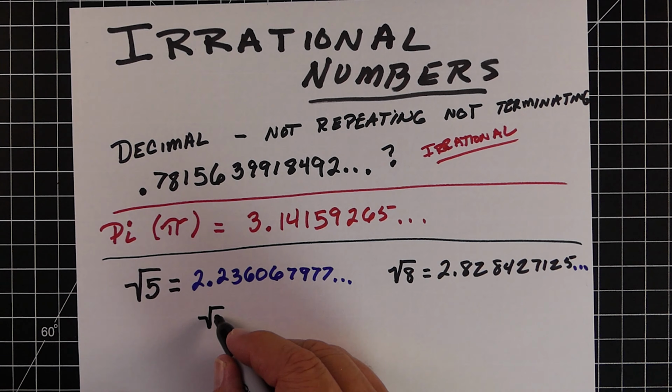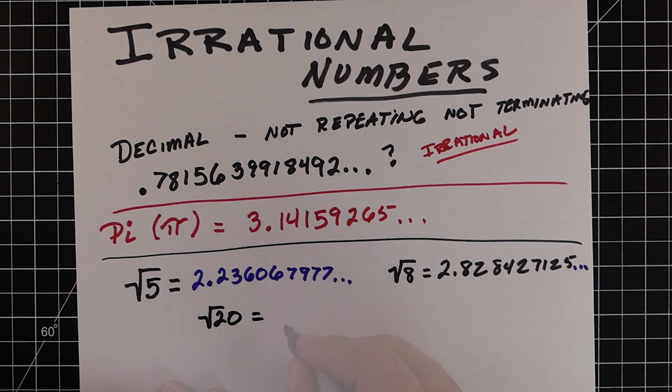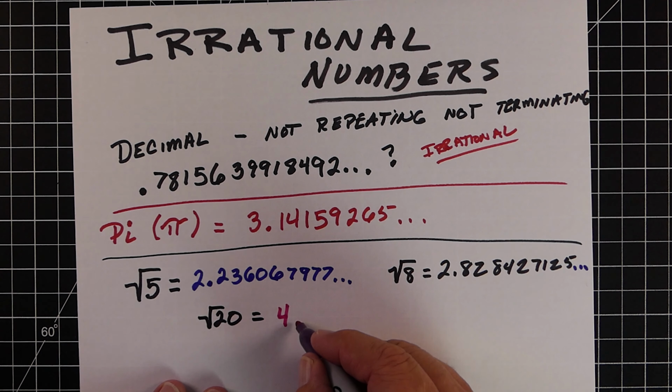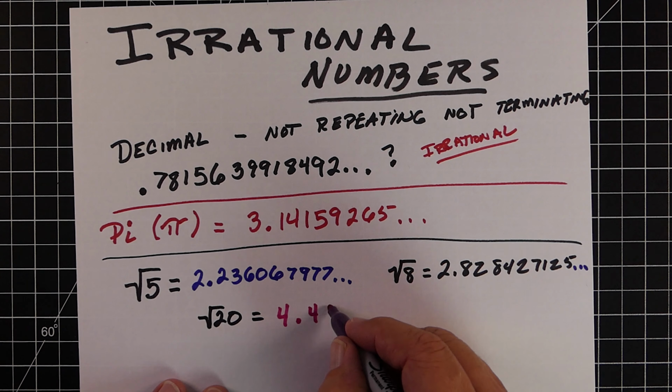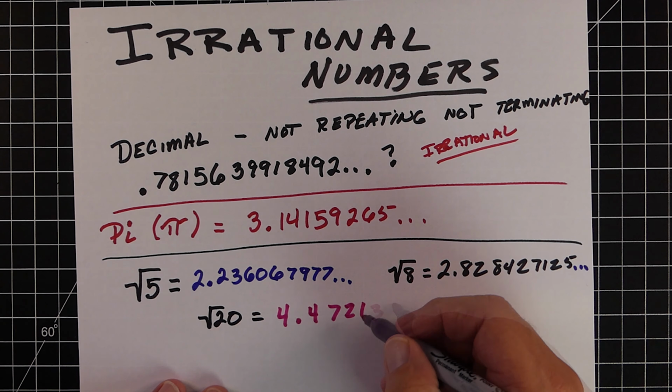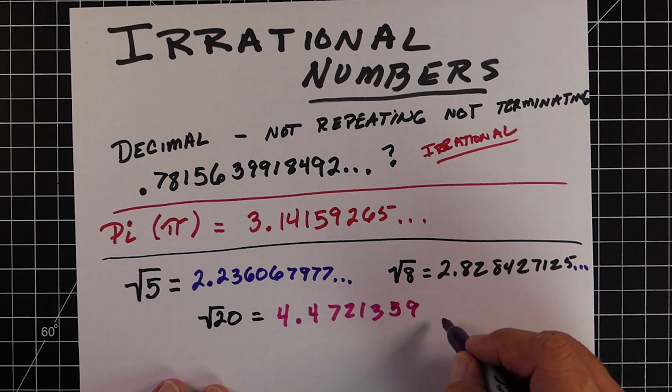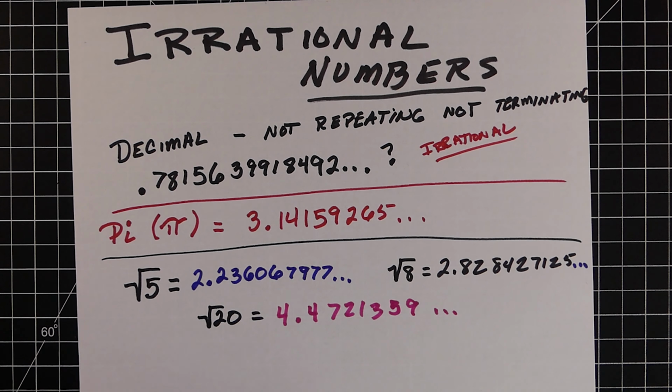If we found the square root of 20, it's going to be 4.4, and it just continues on. There's no pattern. You don't know what the next number is. Because there's no pattern, it's an irrational number.